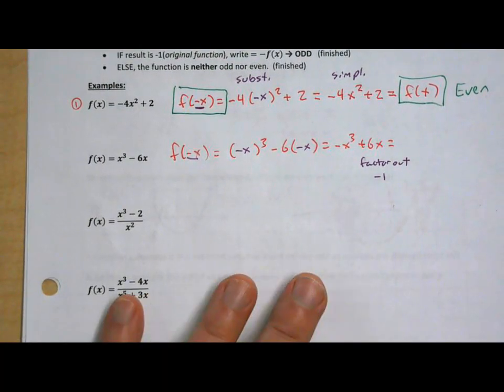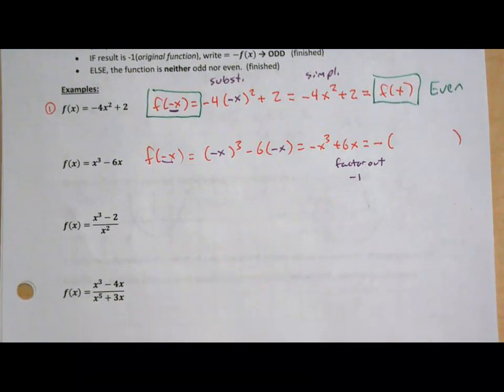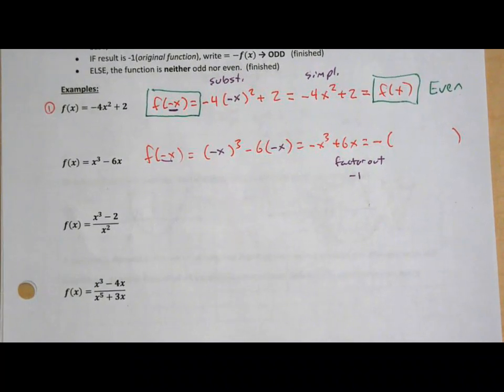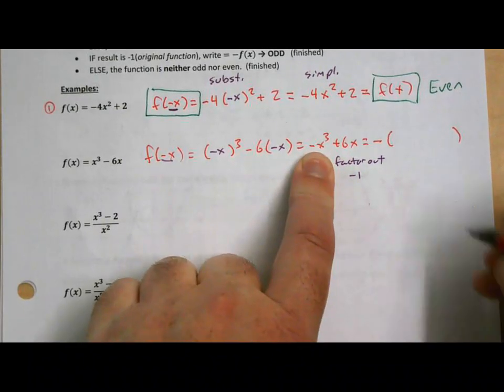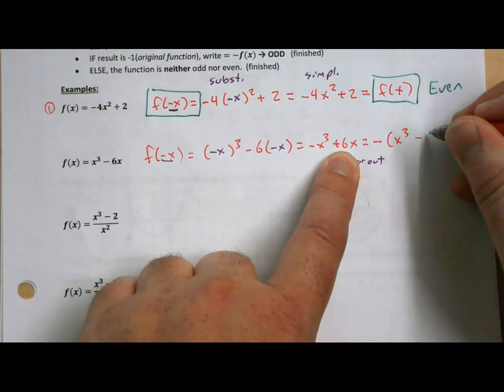If I factor out a negative 1, I'm going to have a negative on the outside, set of parentheses inside. And what will we have inside the parentheses? If I factor a negative out of this, I'm going to have a positive x cubed. If I factor a negative out of this, I'm going to have a negative 6x.